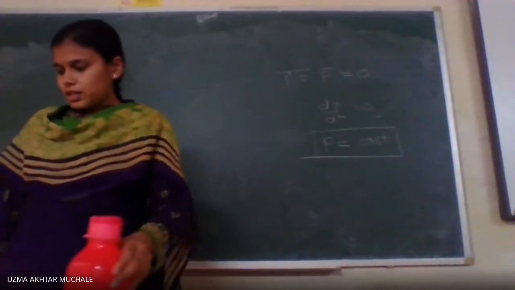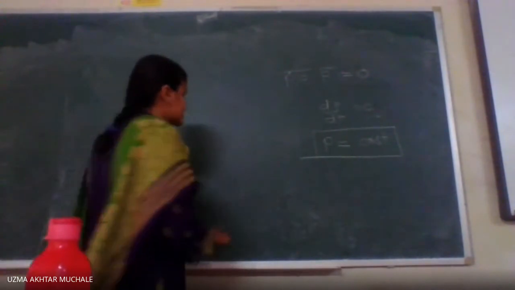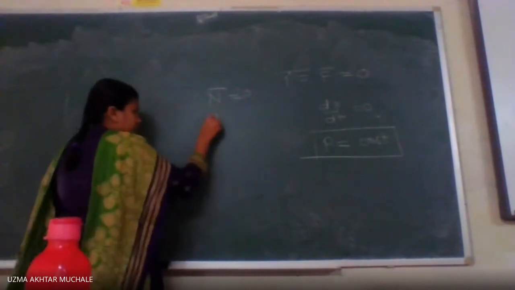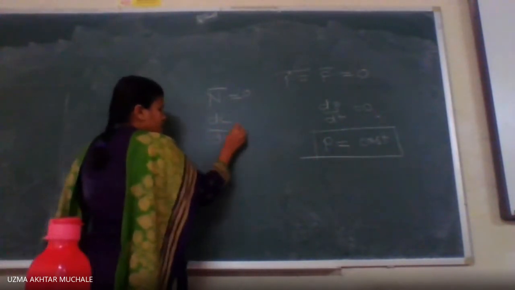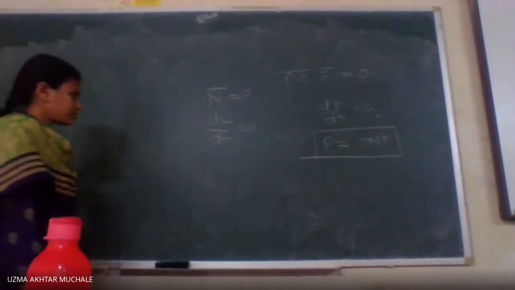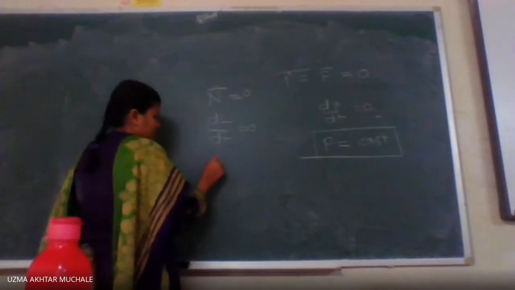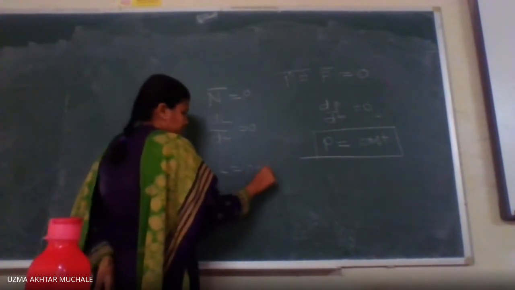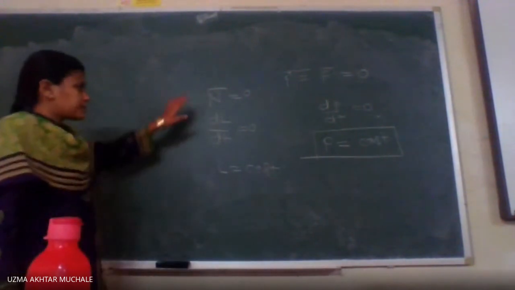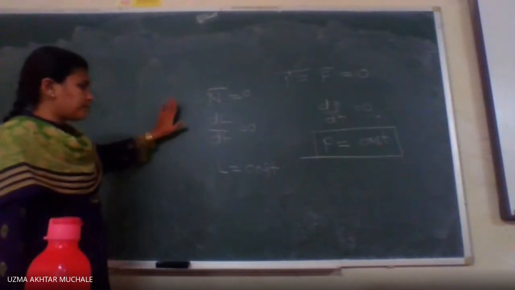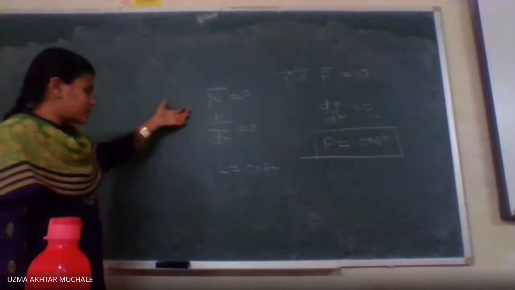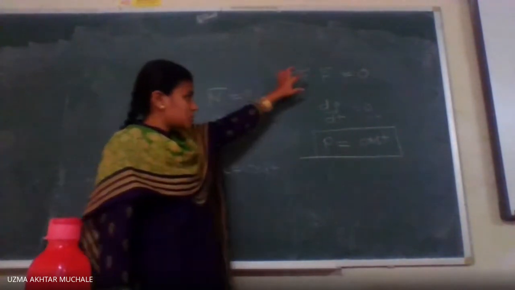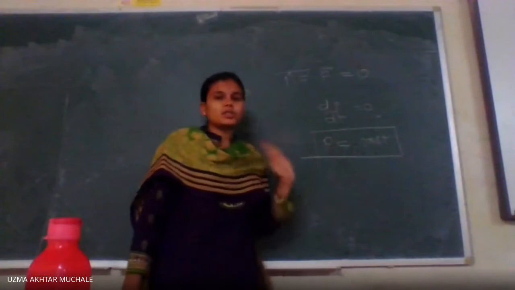Okay. In a very similar way, we have another one: if torque is 0, N bar is 0, it means that dL by dt is equal to 0. Which means L is constant. So in the absence of torque, angular momentum is constant, and in the absence of force, linear momentum is constant.